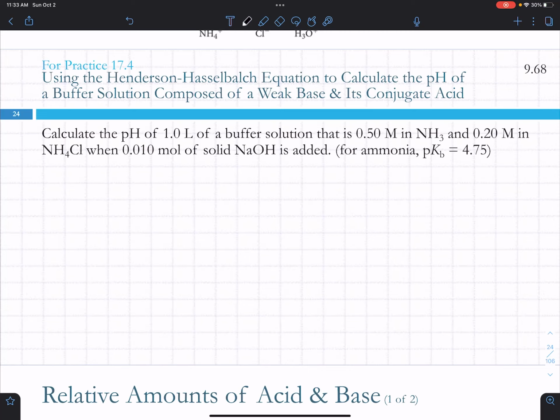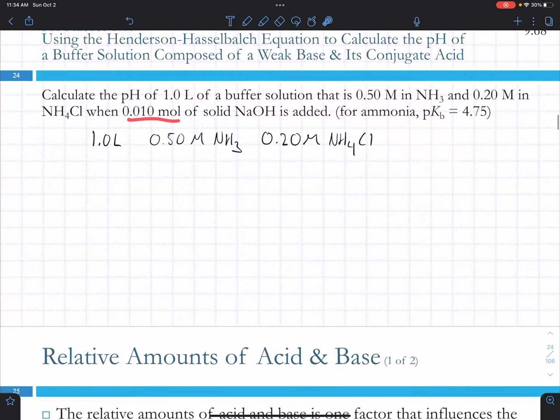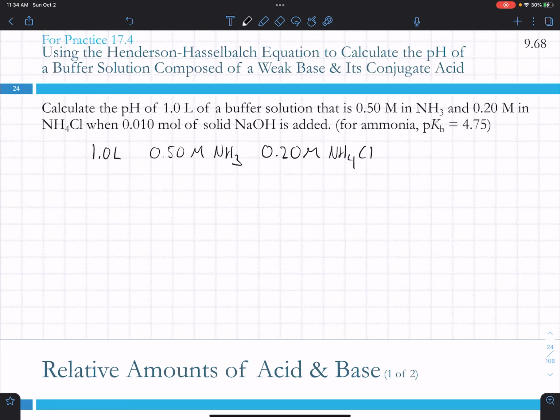So the first thing we need to do here is notice that we've got 1.0 liters of solution, so that means we don't have to convert, or that our conversions at least are automatic for ammonia and ammonium chloride, because we need to convert these to moles to calculate the stoichiometric conversion of either the acid or the base into the other, depending on what's been added to the solution. So since we've added sodium hydroxide here, that's a strong base, it will neutralize some of the acid. So this is going to be the acid portion of our buffer. This is the base. So we'll be subtracting 0.010 moles from ammonium chloride and adding it to ammonia.